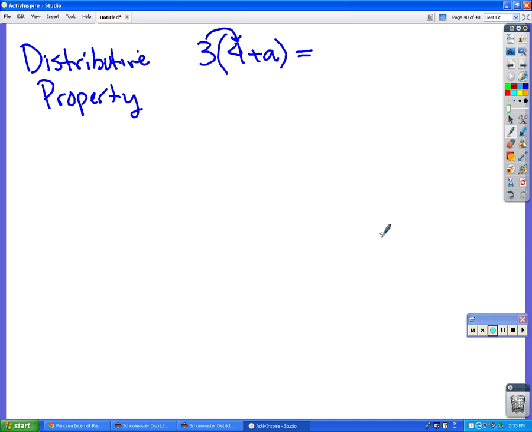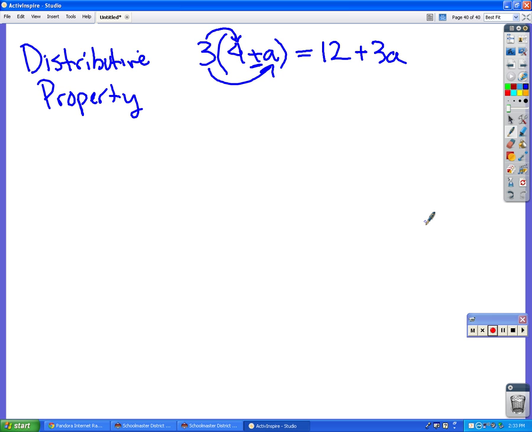So 3 times 4 is 12, so I multiply those together and get 12. And then 3 times a, how do I write that? 3a. And what is the math operation that I would put in between the 12 and the 3a in this case? Plus, since this is an addition here, I'm going to put an addition there, okay?